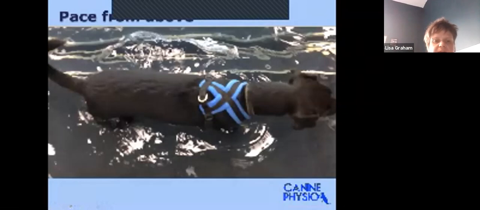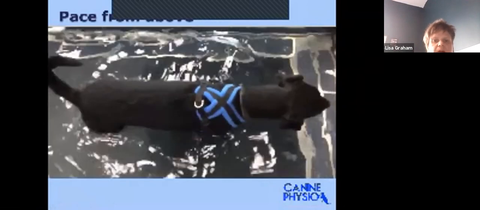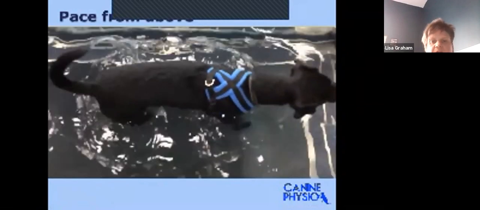So here she is again, same dog, pacing from above, and you can see this side to side, this left to right shift of her body weight. So now instead of the drive and the energy coming up from the back legs and through the back and into the front, we're sending it side to side, which is a huge amount of wasted energy.